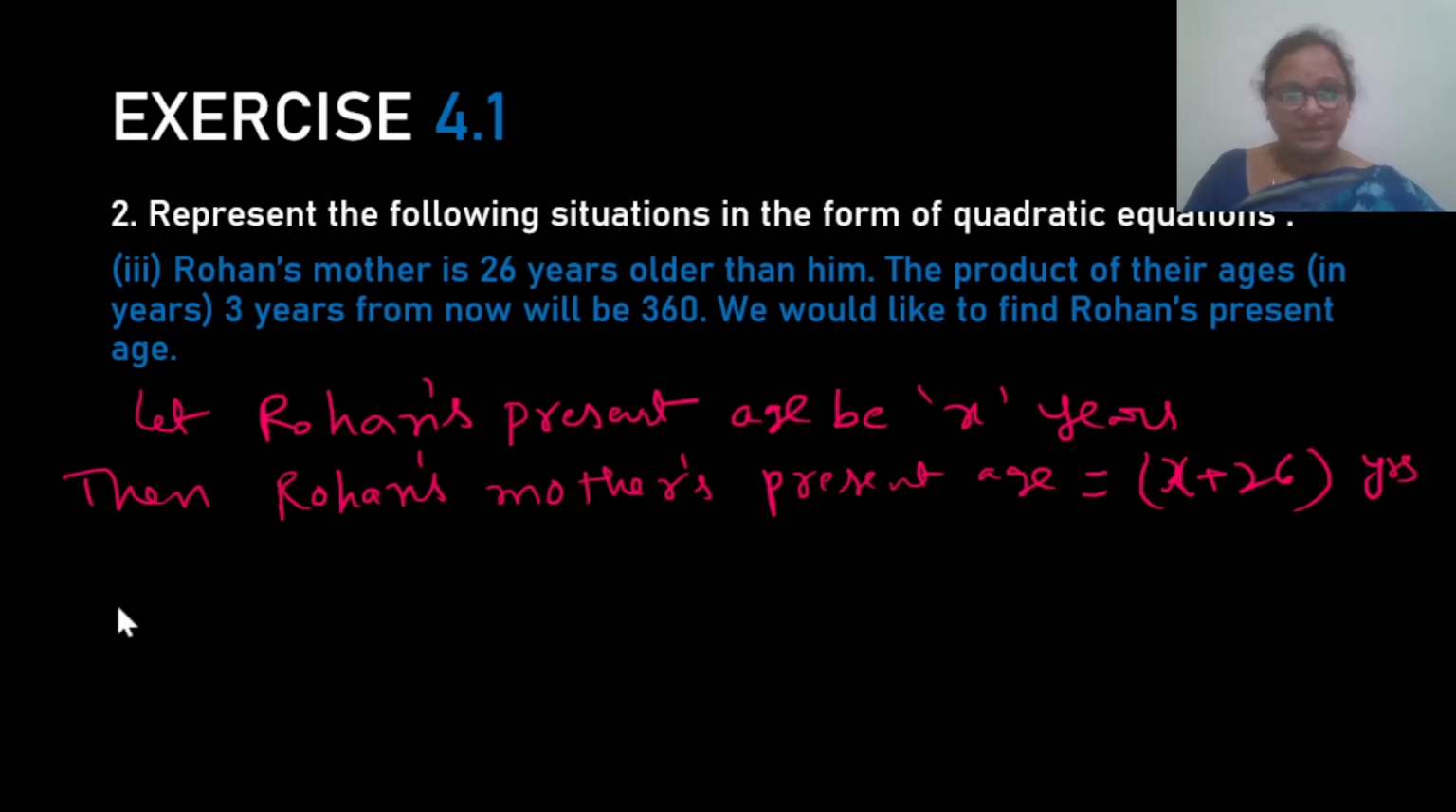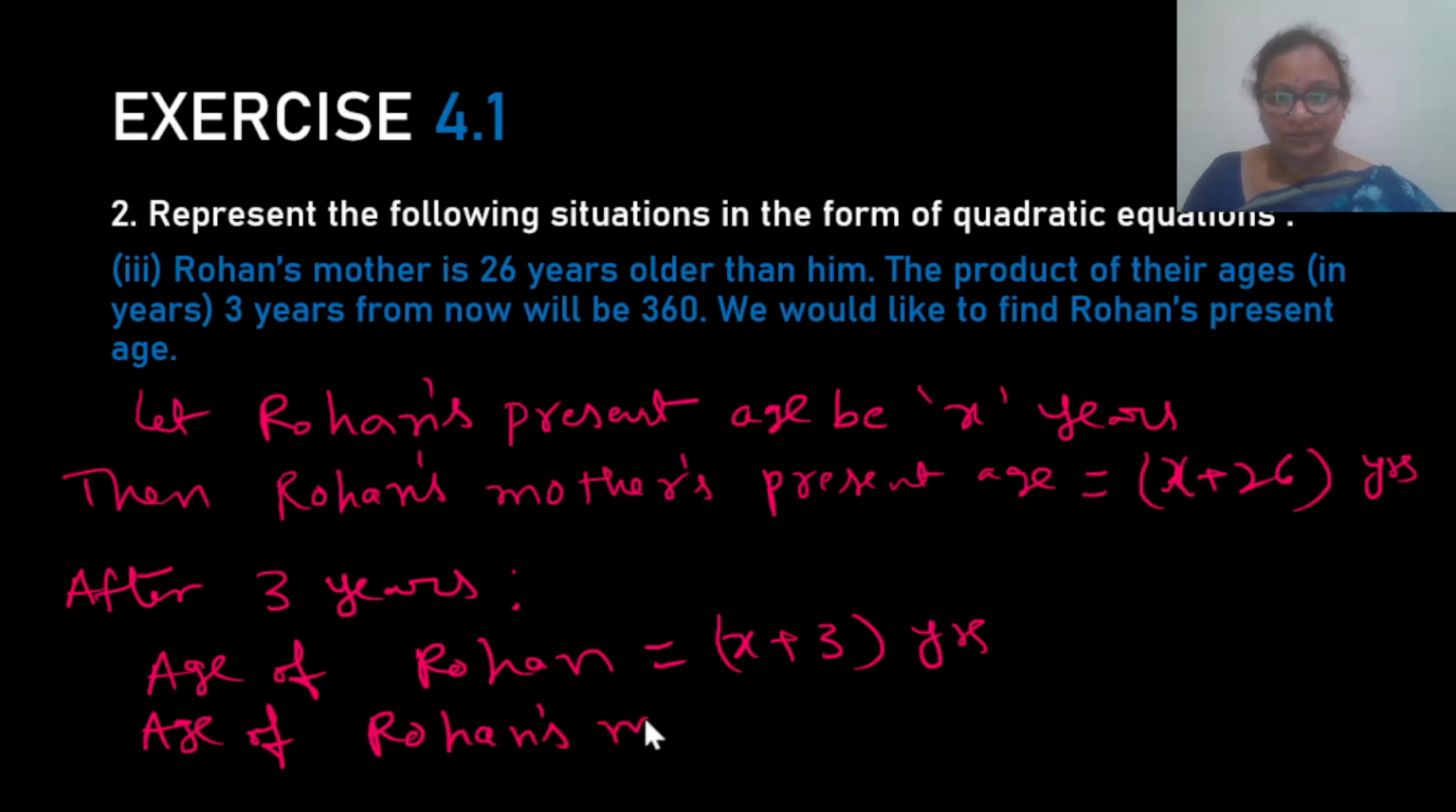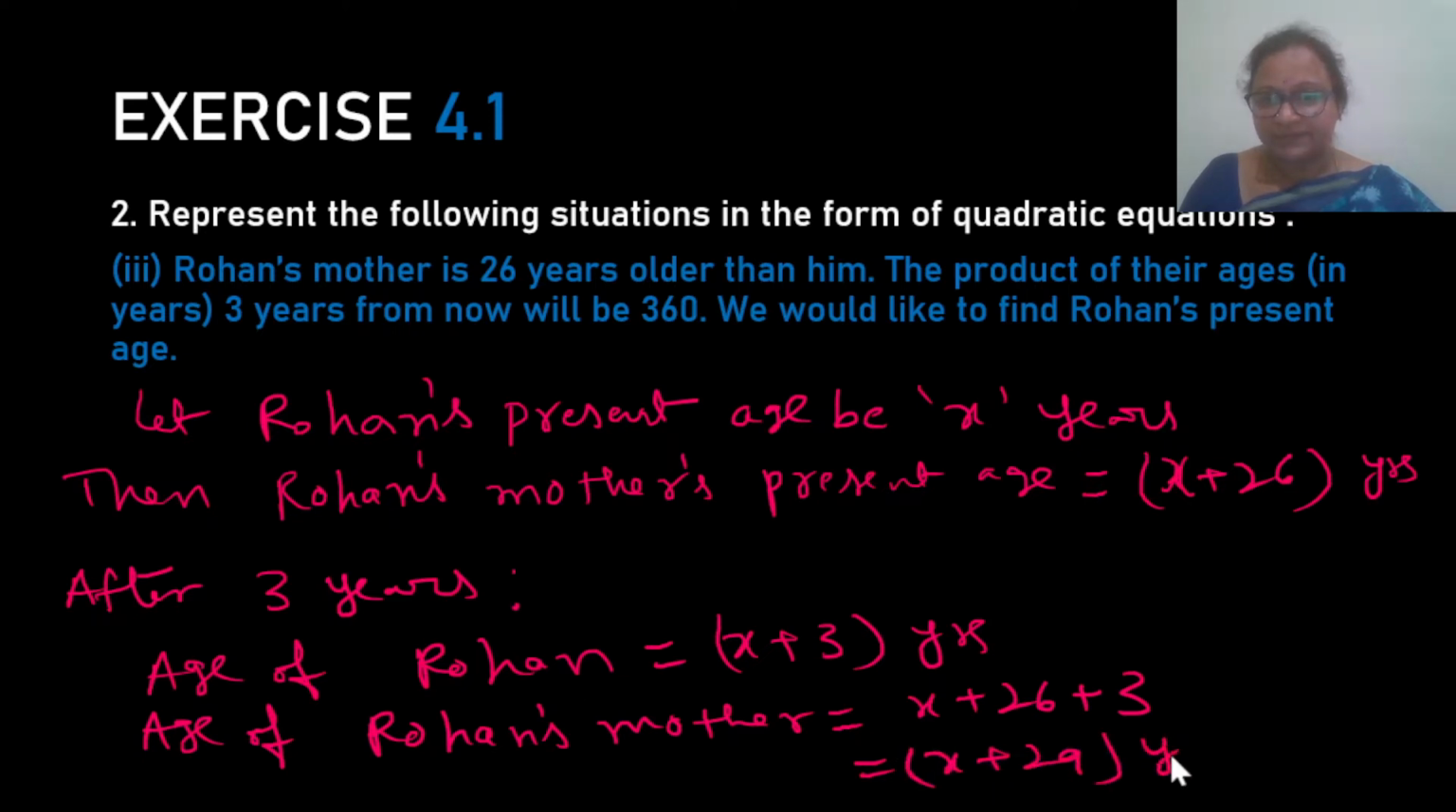The product of their ages 3 years from now. So 3 years from now means after 3 years, age of Rohan is equal to x plus 3 years. Age of Rohan's mother is equal to x plus 26 plus 3, that is x plus 29 years.